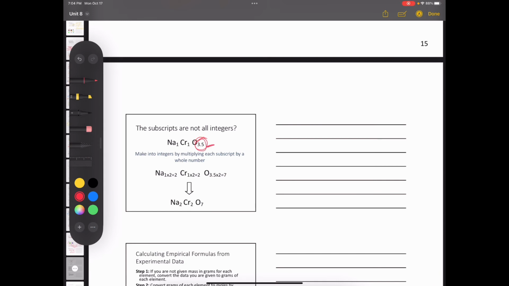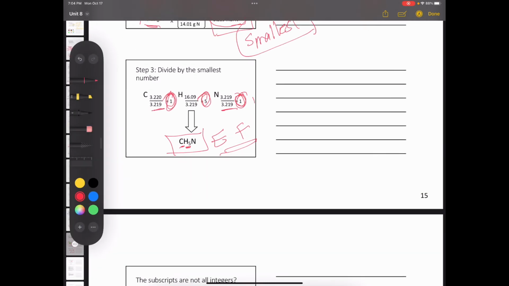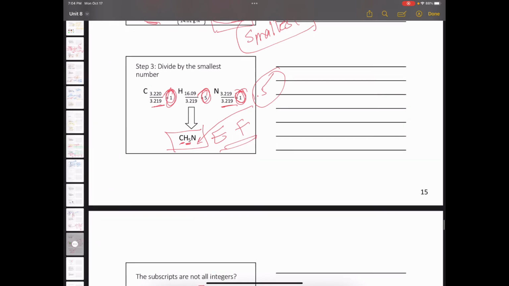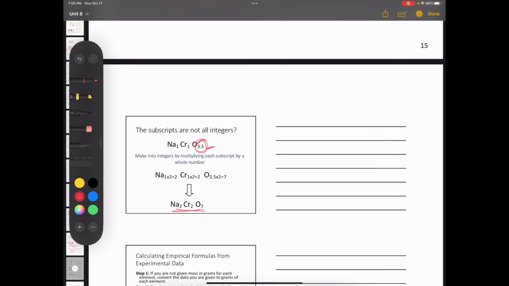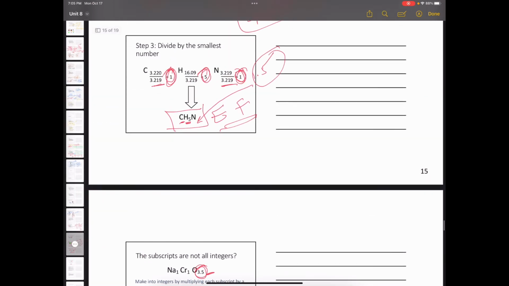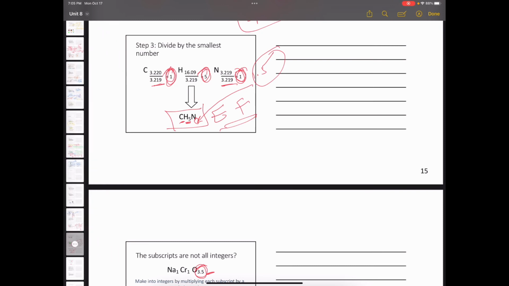So where would this fraction be coming from? You may be dividing by the smallest number, and then you may end up with, for example, 1.5. We can't have a fraction in our empirical formula. So what we do is multiply by a whole number, so we can have an integer at the end. For this case, 3.5, you multiply everything by 2, and you will have N2Cr2O7. The point here is that if you do the mole calculation and you end up with a fraction, please do not use the fraction. You'll have to multiply by the denominator of that fraction to get an integer number.